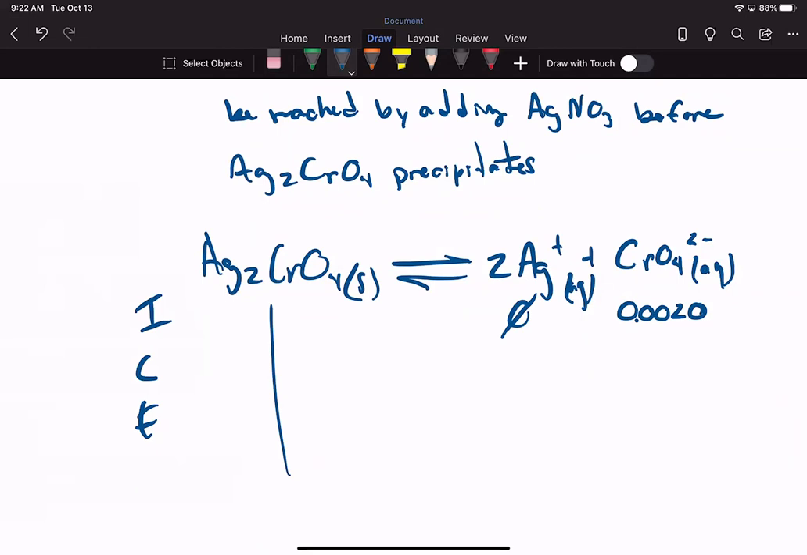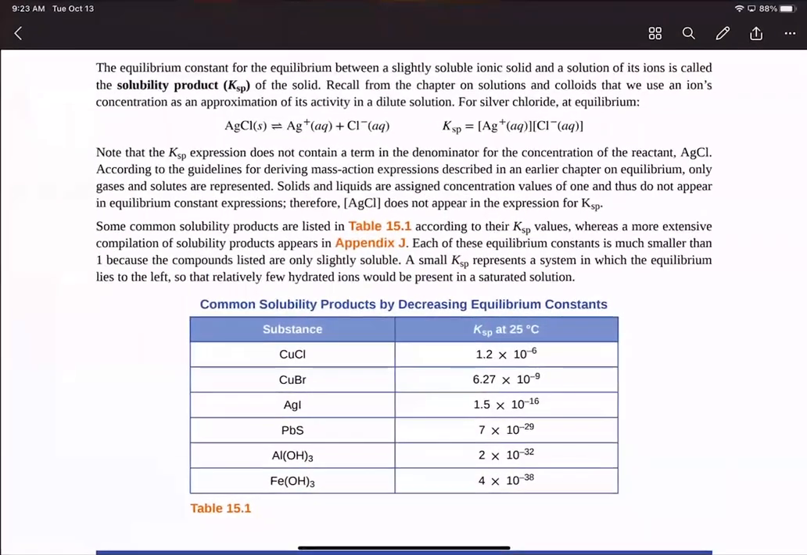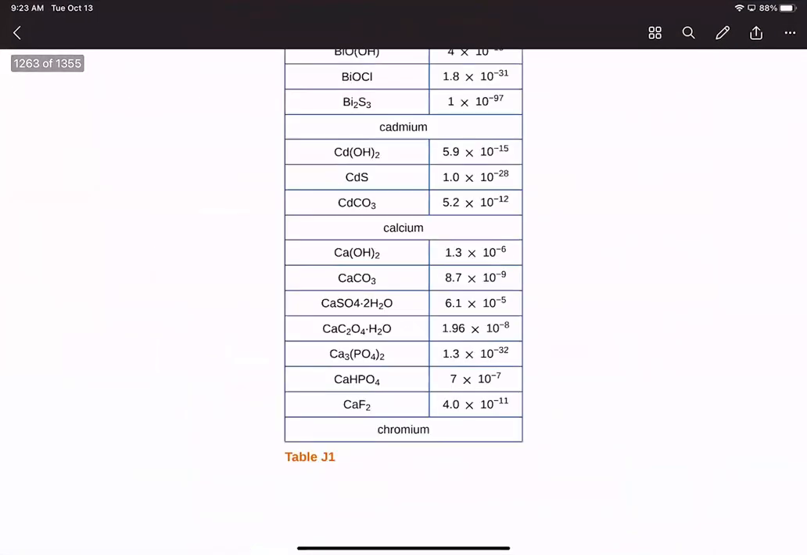So what we're going to be adding is plus 2x for silver, and plus x for chromate, so this is going to be 2x, and 0.0020 plus x. Well, I think at this point we should be looking at where to get the KSP values. I haven't shown where to get the KSP. It's in Appendix J, so let's take a look at Appendix J.